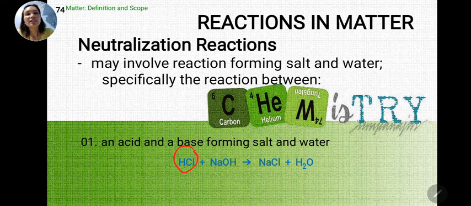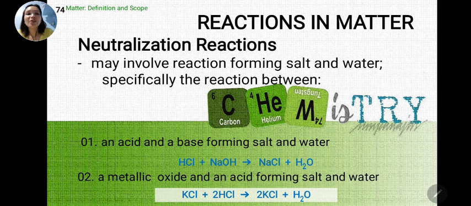So this is an acid, HCl, hydrochloric acid, combining with sodium hydroxide, which is a base. And then you will form a salt, sodium chloride, and water. So that is neutralization reaction.